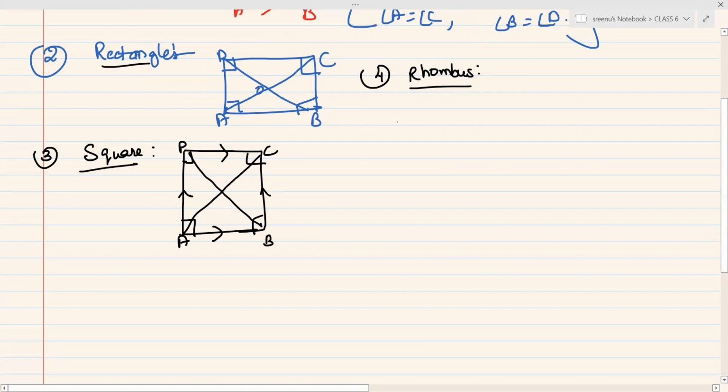Then we'll see rhombus. A rhombus is a parallelogram in which two adjacent sides are equal. It's also similar to a square, but the diagonals are not equal. All sides of a rhombus are equal. Each diagonal of a rhombus divides it into two congruent isosceles triangles. In a square, it is two congruent right angle isosceles triangles.